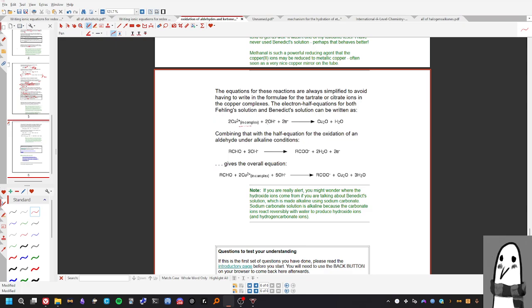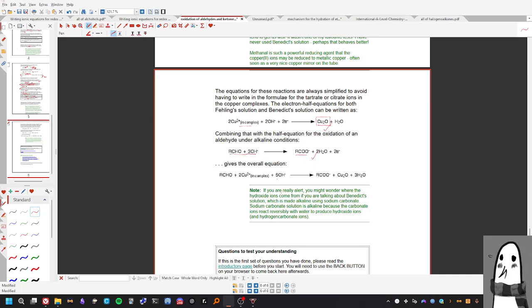Cu2+ in complex forming this copper oxide, and your RCHO with this. This is easy. Adding these together, you get this.